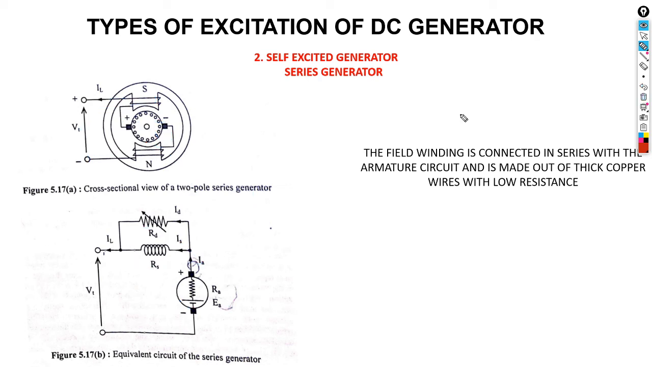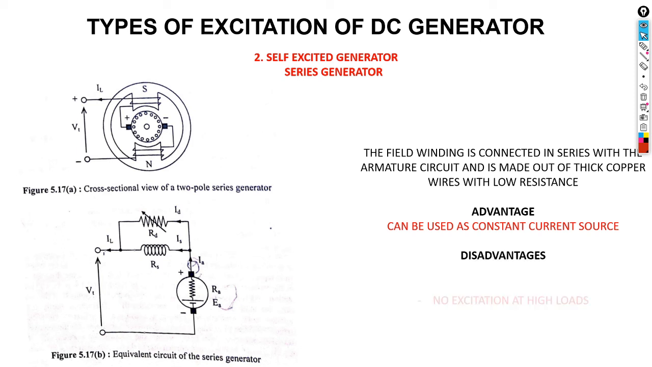Okay, so the advantage and disadvantage of this: the advantage is that it can be used as a constant current source. The disadvantage is that there is no excitation at higher load. Okay, unstable at variable load, lack of speed control.